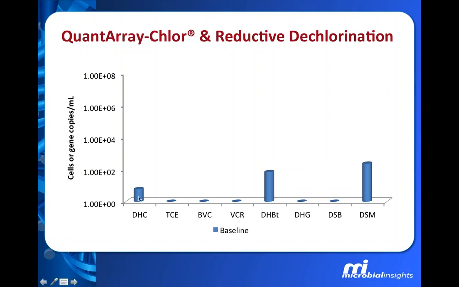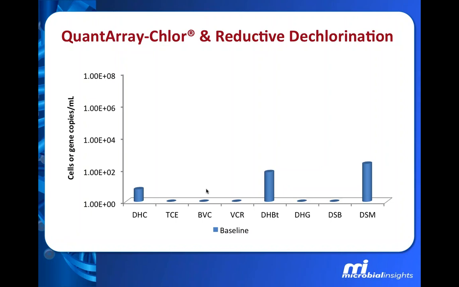So as you can see here, Dehalococcoides, or DHC, Dehalobacter, and Desulfuromonas are being detected at concentrations around 1 to 10 to the 2 cells per mL. So under existing conditions, there are bacterial populations capable of reductive dechlorination of chlorinated ethenes and ethanes. So that's fairly encouraging. But when we look at the vinyl chloride reductase genes, our BVC and our VCR here, we see that they're below detection limit. And even though they're detected, these three dechlorinators are low.